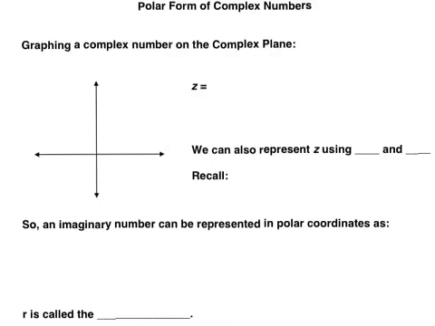All right, we're going to talk about the polar form of complex numbers. So we're going to take a complex number and convert it into a polar coordinate. Remember, a complex number is represented by z, and in this case, we're going to talk about x and y instead of a and b, but the concepts are the same.